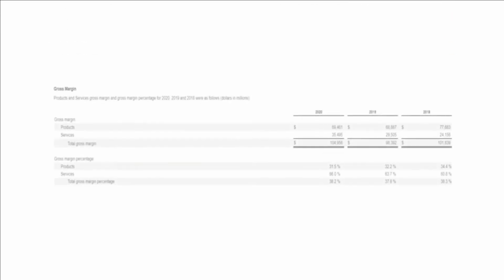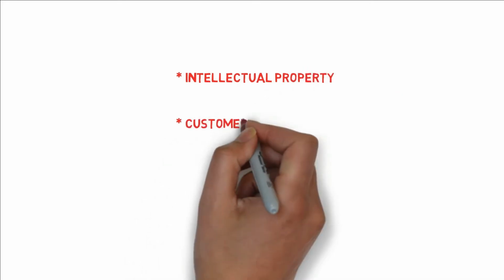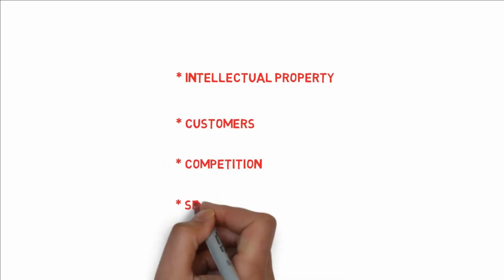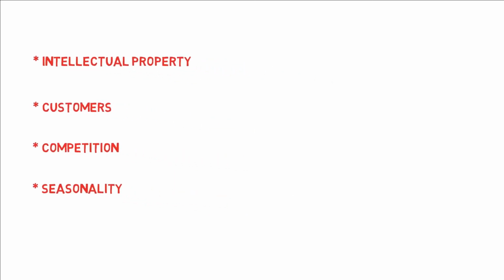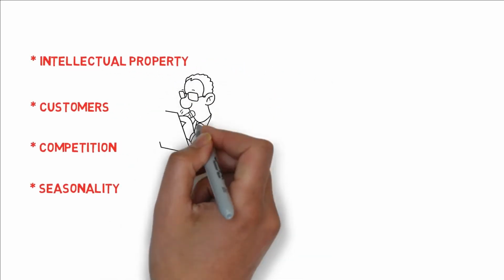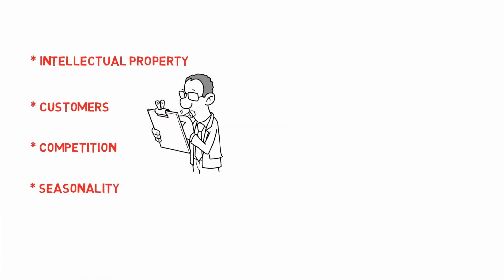A similar presentation exists for the different segments of the business, products, and services. The next section of the business overview covers intellectual property, customers, competition, seasonality, and other factors, all of which contribute to the overall picture and should be carefully reviewed. The business overview section is only 5 pages long and can be completed in about 15 to 30 minutes.